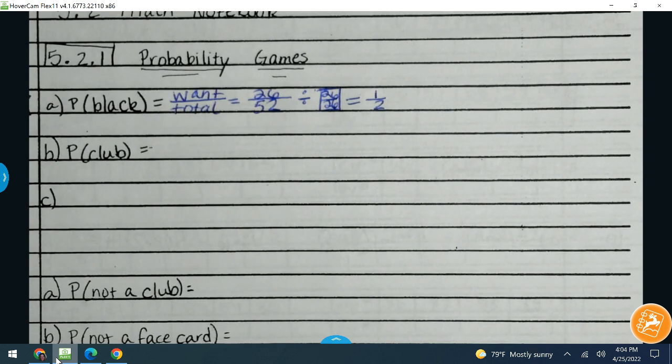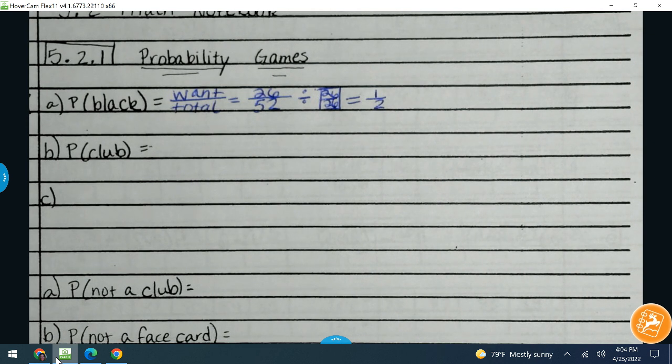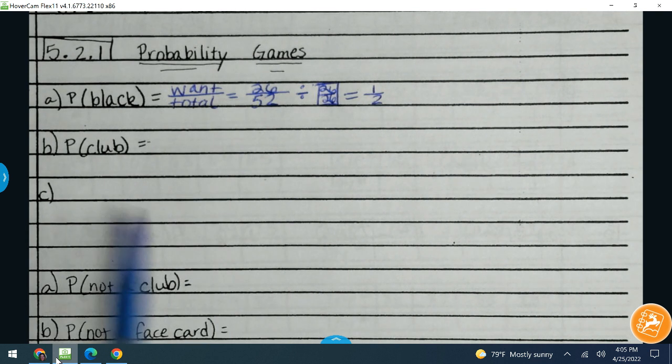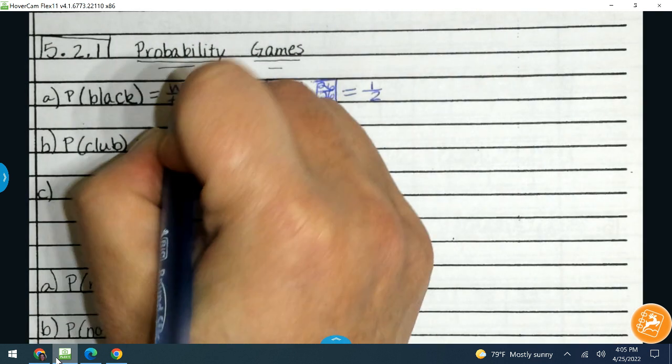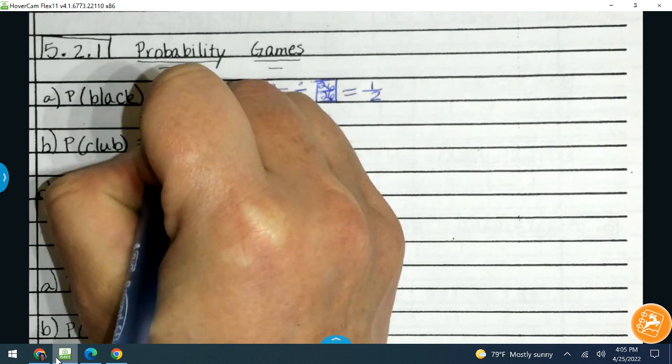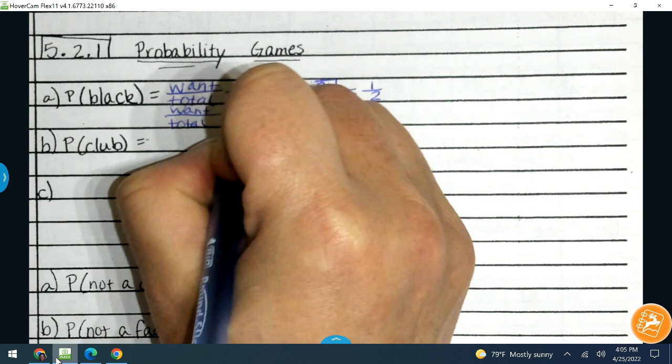So something to know, I know many of you, I've told you before, I don't like to work harder than I have to. I try to find shortcuts if I can, as long as I still have the same result, the same thoughts with it. In this case, instead of thinking of the entire deck, I'm going to think of what I want over the total in a different way.